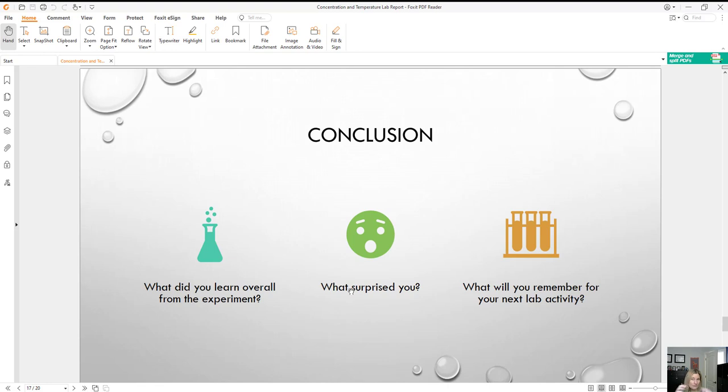And then the conclusion should be about a paragraph, which includes what you learned overall from the experiment. So what are your key takeaways that you learned? What surprised you? Was there a particular data set that kind of threw you off? And wow, nothing happened for pH 2. A lot happened for pH 7. So what surprised you? What will you remember for your next lab activity? So what, maybe over doing the experiment, did you learn to pay more attention to for the next experiment?